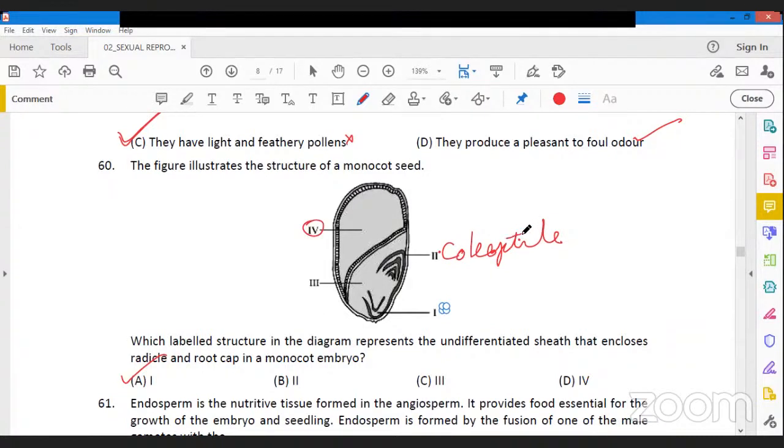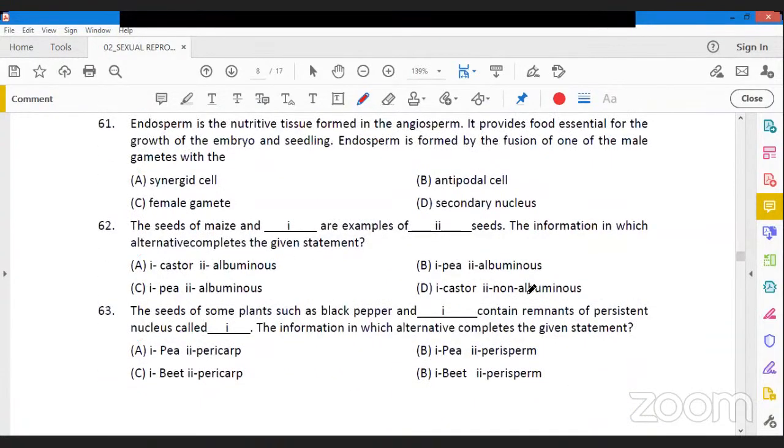Coleoptile. So this is the coleorhiza. This is the coleorhiza. Then 61. Endosperm is the nutritive tissue formed in angiosperms.